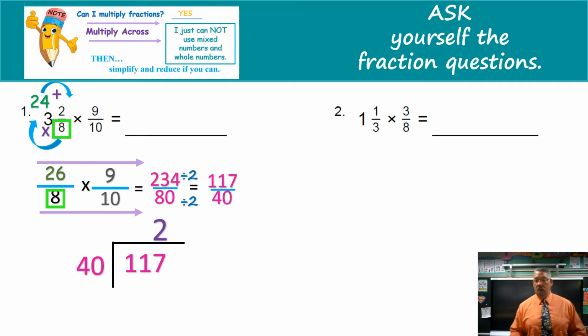I get rid of the stuff. I don't care about it. I just need the 2. And that, therefore, I know that 2 times 40 is 80. And when I subtract those, I have a remainder of 37.